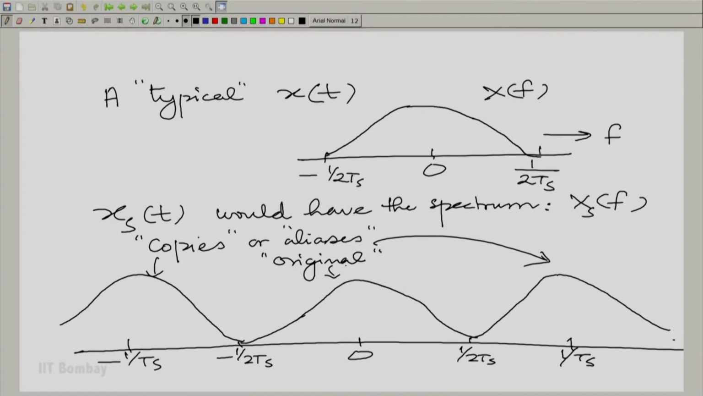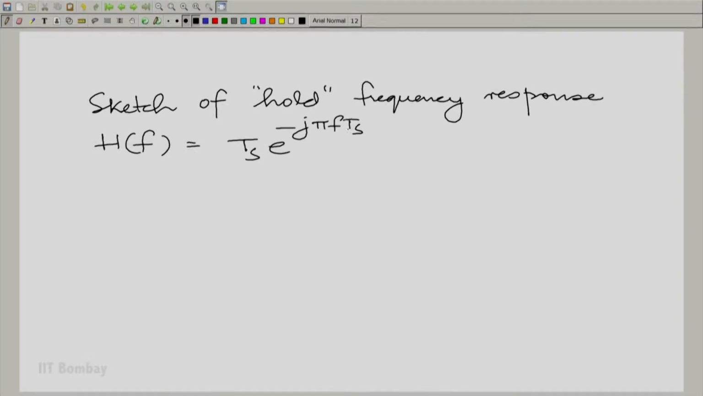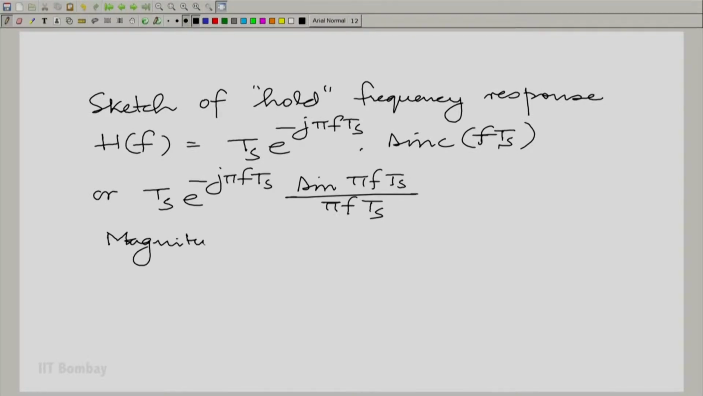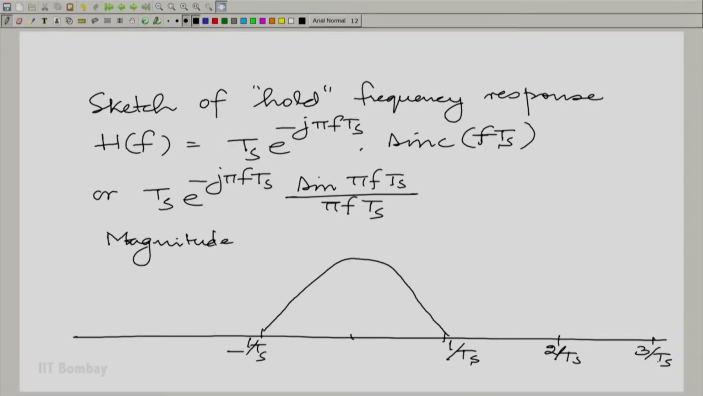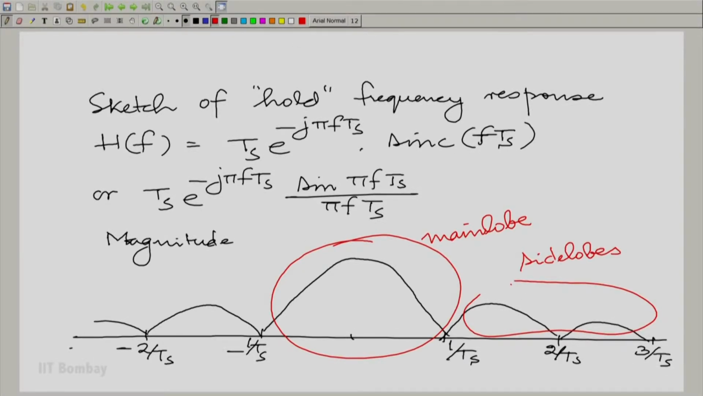Now, let us sketch the Fourier transform of the hold, and then let us put the hold on this. So, a sketch of the frequency response of the hold. The first thing is we need to write it in the cycles per second domain. So, we need to write capital H of f, so to speak. Let us sketch its magnitude. Now, notice that we have a main lobe and side lobes here. And now, let me do one thing. Let me lift that main lobe and put it where it should be in the spectrum that we brought out before. Let me put the side lobes in their correct place.